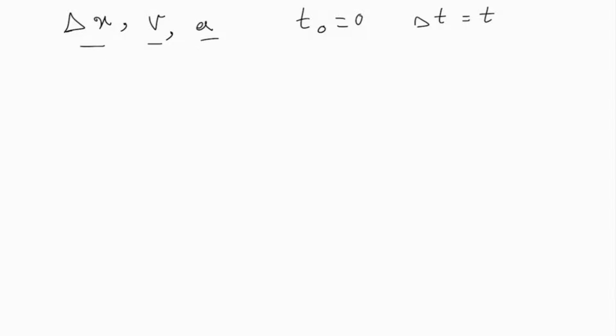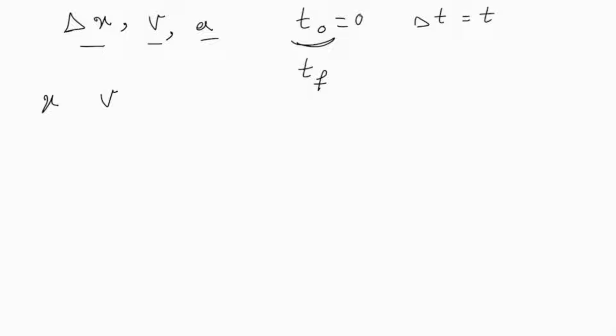We use subscript 0 to describe the initial state, like this, and subscript f to describe the final state, like this. For simplicity, we can drop the subscript f and describe the final state with only the symbols, like x for position, v for velocity.